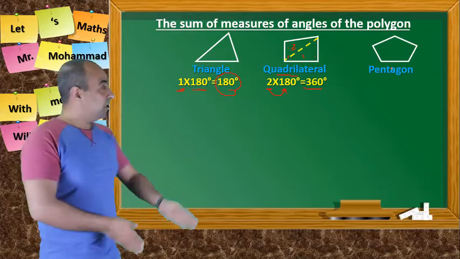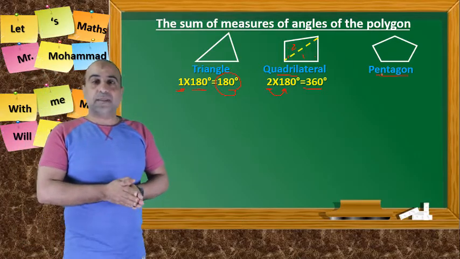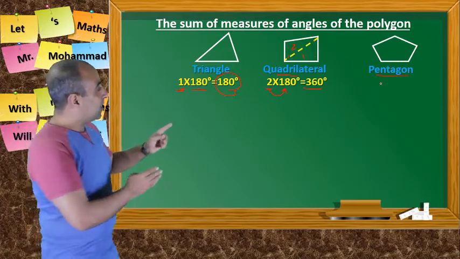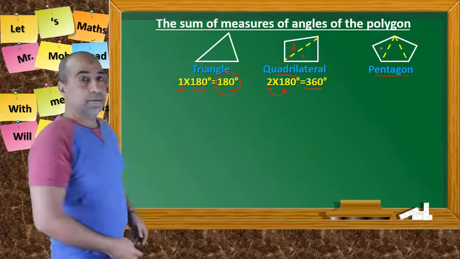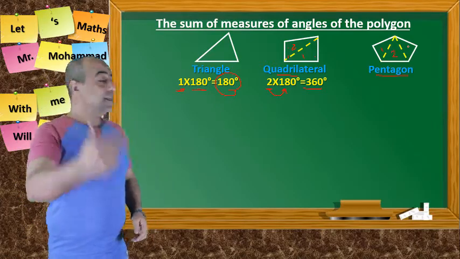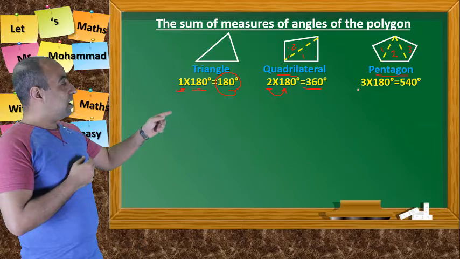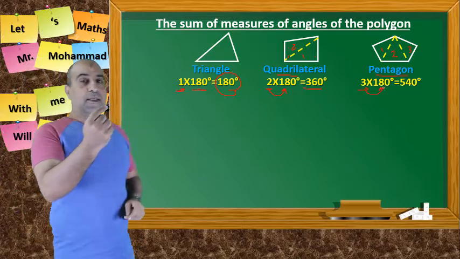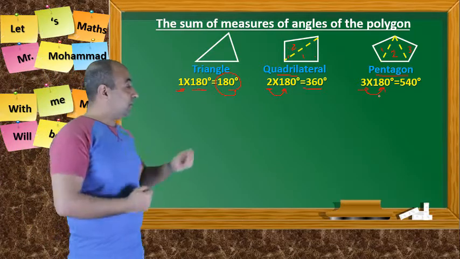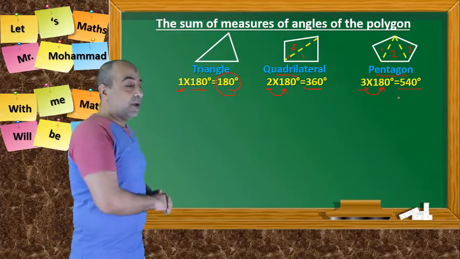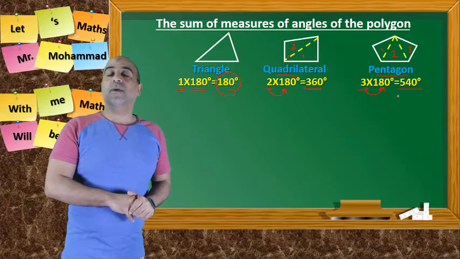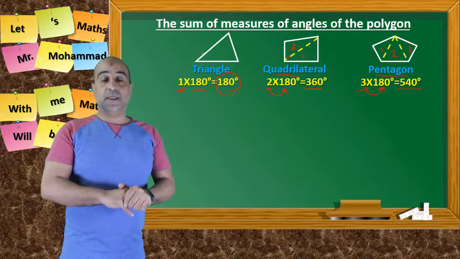And so in the pentagon, we can divide it into three triangles. The sum of one triangle is 180 degrees. 3 multiplied by 180 degrees is equal to 540 degrees.